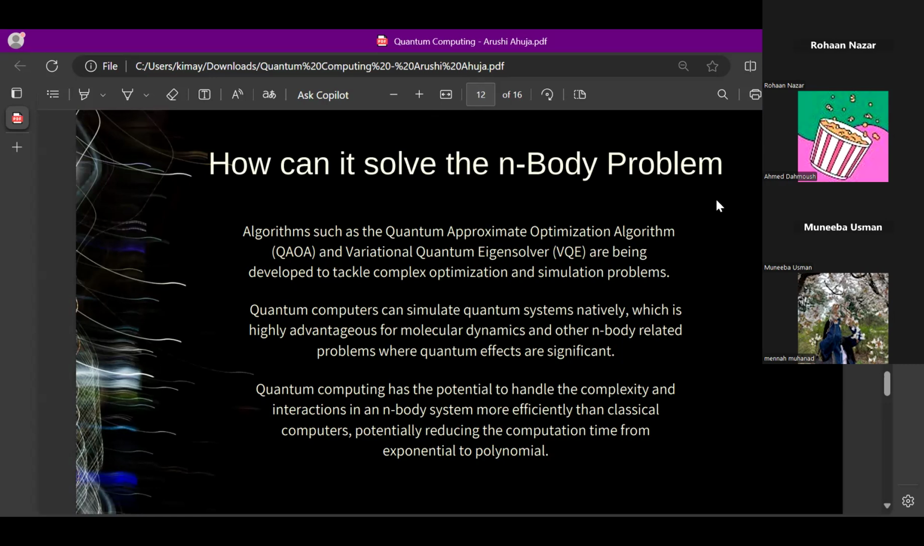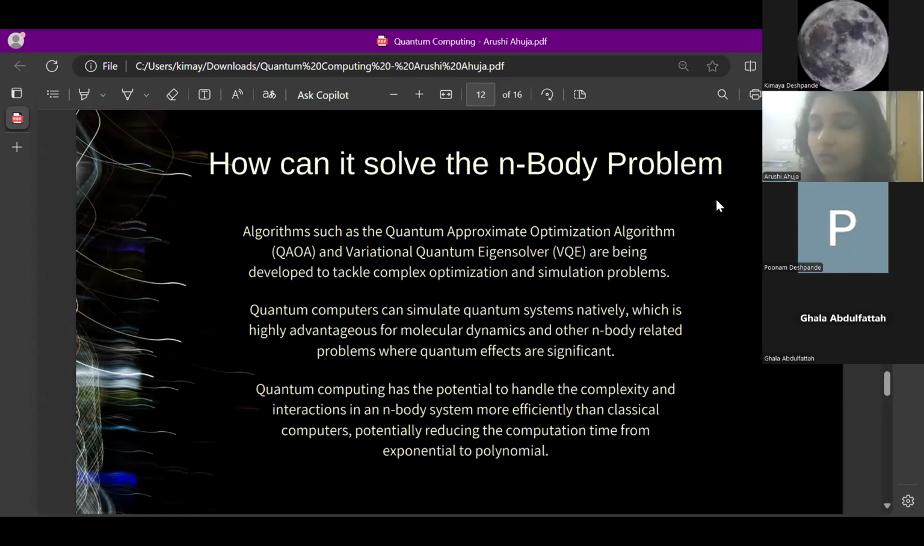So when you go deeper into quantum computing, or when you read more about it, you will come across different algorithms. For example, there could be a method which could be used to reduce quantum noise in simulations, right? Now that particular method would be considered an algorithm as well, right? So these are basically developed to tackle complex optimization and simulation problems.